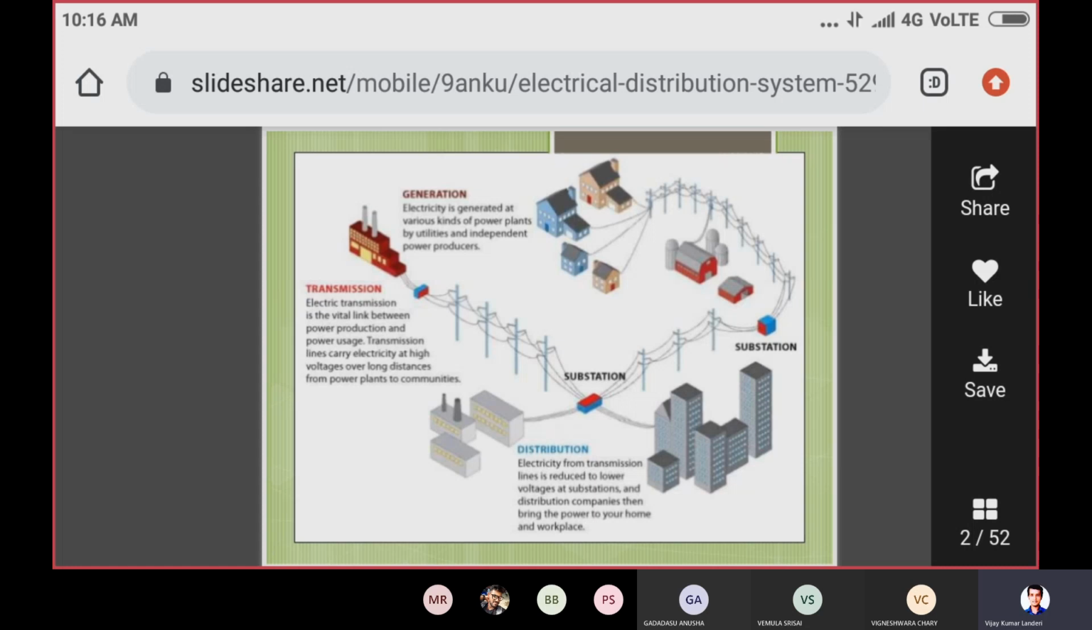So in the case of the distribution system, what is happening? Whatever electrical energy we have taken from the transmission system has been stepped down to lower voltages at substations, and that power is distributed to the consumers. That part is called what here? The distribution system, right? So the distribution system is nothing but the electricity from the transmission lines reduced to lower voltages, and those low voltages are given to the consumers. So these are the three stages of the transfer of electrical energy. First one is generation, second is transmission, and later comes the distribution system. So that is about the distribution system.